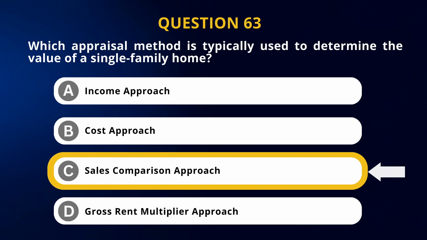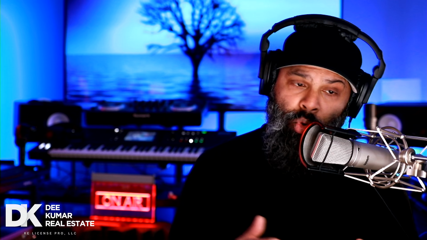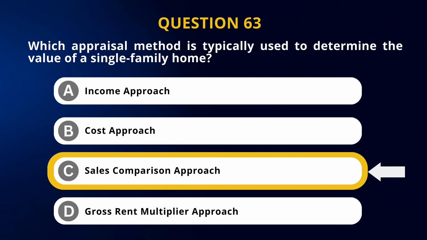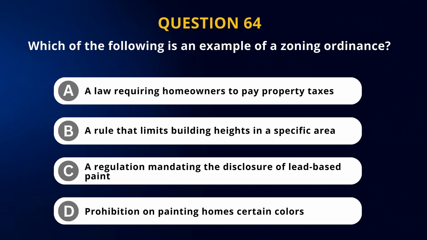And so if we're trying to figure out what a single family property is worth in sort of anywheresville, USA, then we're going to use the sales comparison approach. Don't forget that we call the sales comparison approach the market data approach in some jurisdictions. That's pretty normal. They'll flip those phrases. And the income approach we use for income producing properties, the cost approach if we're trying to value unique properties, and the gross rent multiplier approach is a subcategory of the income approach, which we use in income producing properties again. Question number 64. Which of the following is an example of a zoning ordinance?